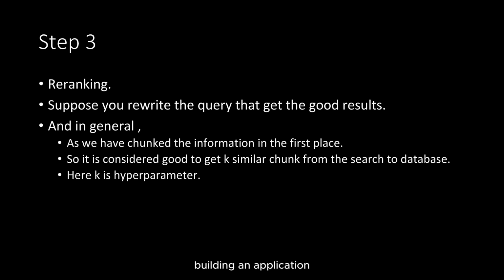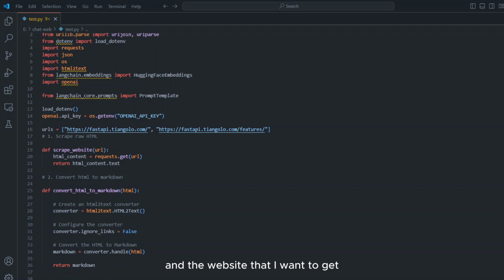So let's try building an application that reads the information from a website and answers the user question based on the website, using all the topics that we have discussed earlier. The website that I want to get the information from is FastAPI. So the URL here includes all the pages from the FastAPI website.